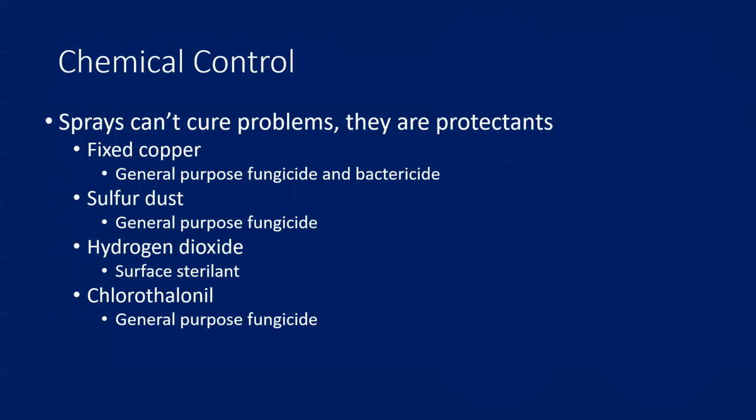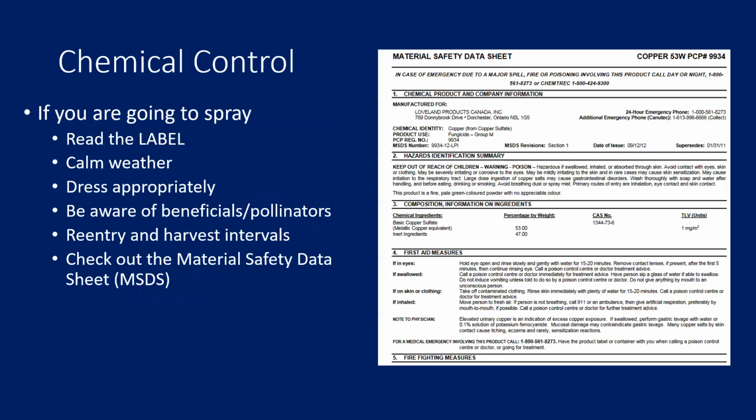So fixed copper is a general purpose fungicide and bactericide. Then there's sulfur, hydrogen dioxide, and then there are some chemicals that are general purpose fungicides that you can find as well. Chlorothalonil is probably one of the easiest to find at the stores locally.